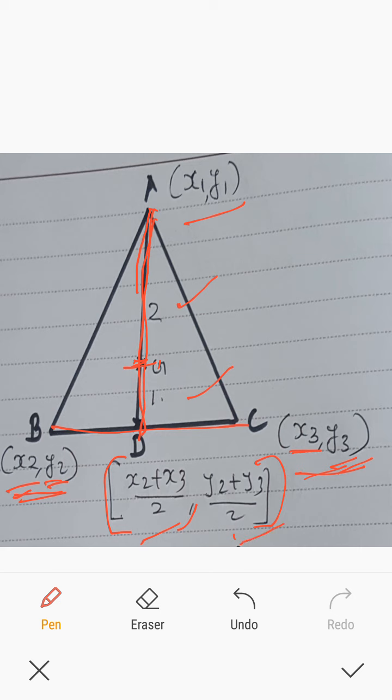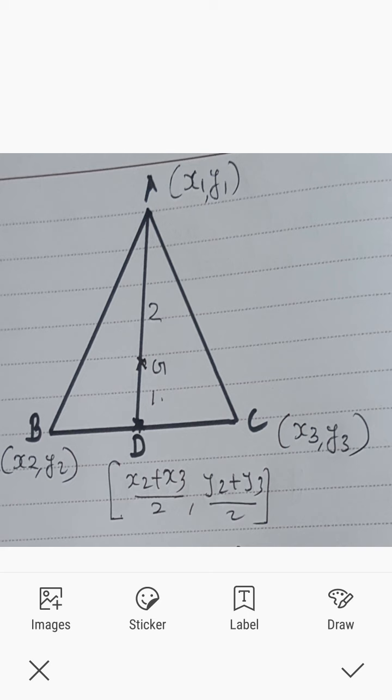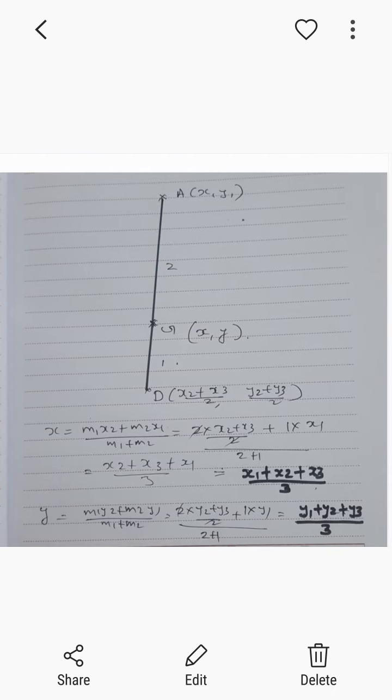Remember, median AD is drawn. Coordinates of A are x1, y1. Coordinates of D are x2 plus x3 by 2, y2 plus y3 by 2, which we got from the midpoint formula. And m1 is to m2, the ratio of division, is 2:1. What is the reason? Because the centroid of a triangle divides each median in the ratio 2:1. Keep it in mind, and see how the formula can be derived now.